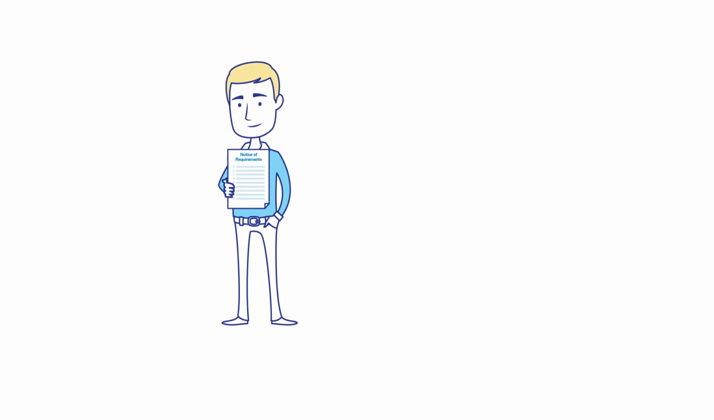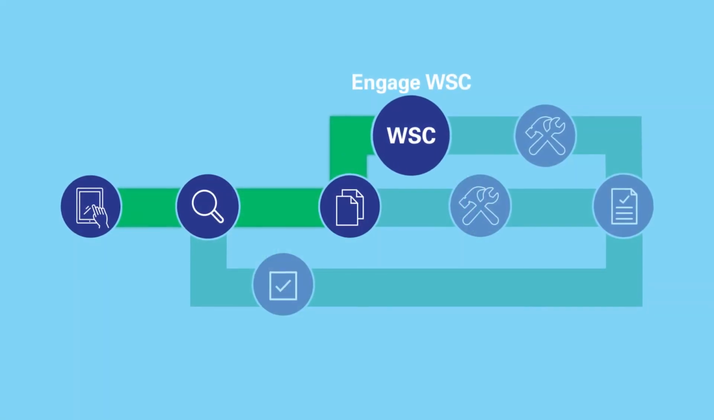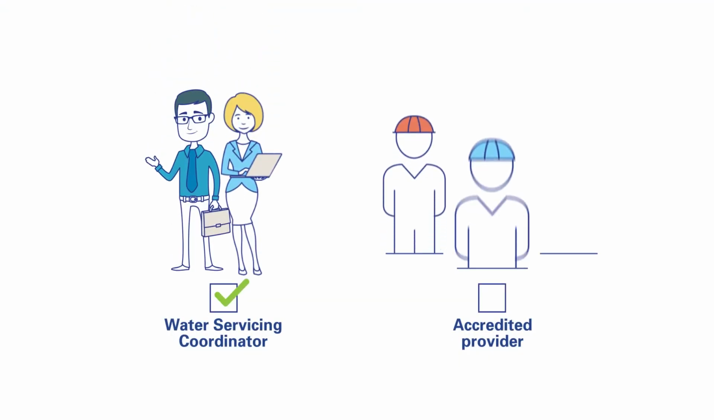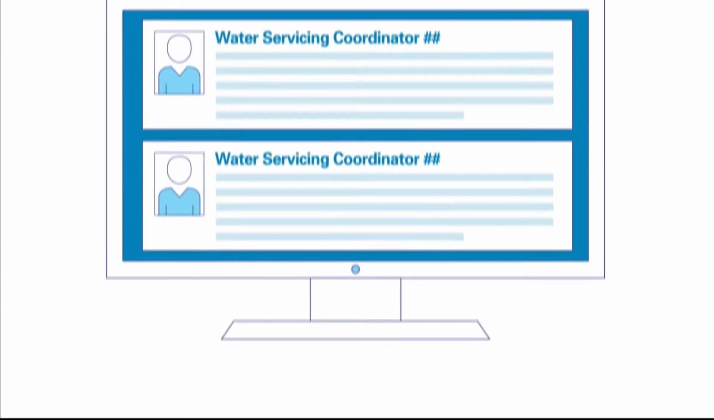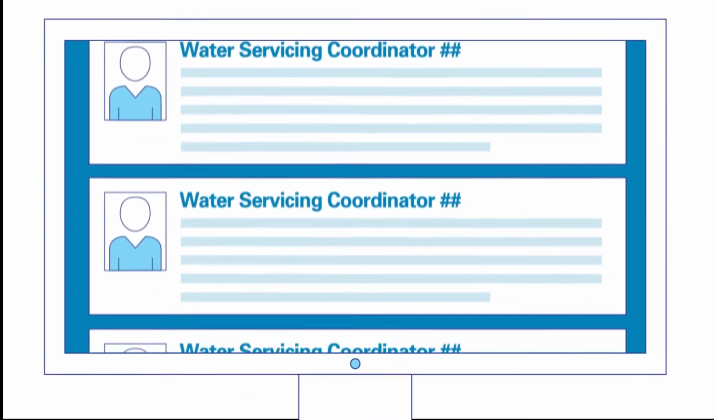If you choose not to accept our construction quote, you must take your Notice of Requirements letter to a Water Servicing Coordinator who will manage your construction requirements. Once you've chosen your Water Servicing Coordinator, you must then decide on an accredited provider to construct these works. You'll find a list of licensed Water Servicing Coordinators and accredited providers on our website.